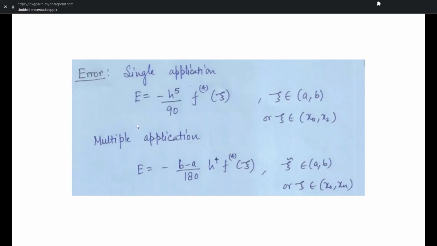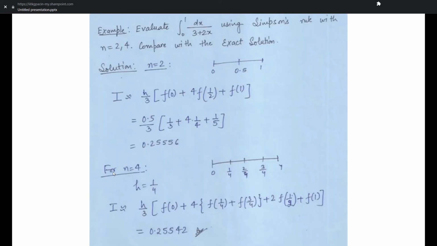Let us look into the expression for error. In single application, this is the expression of error, which is of the order h to the power 5, and in multiple application, this is the expression of error. Now let us look into an example.